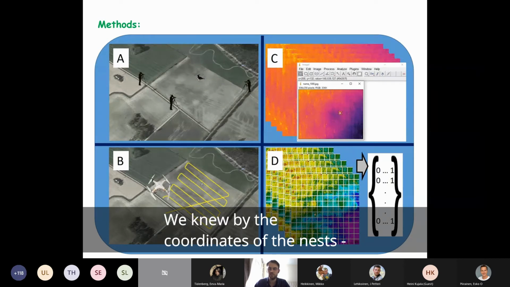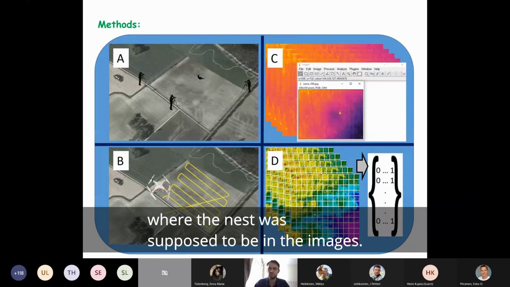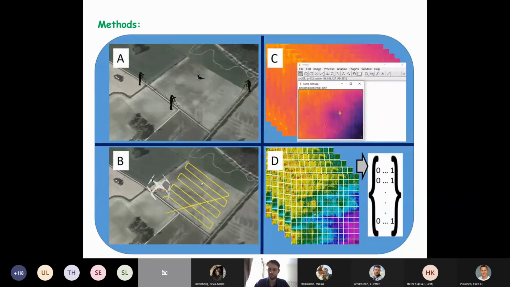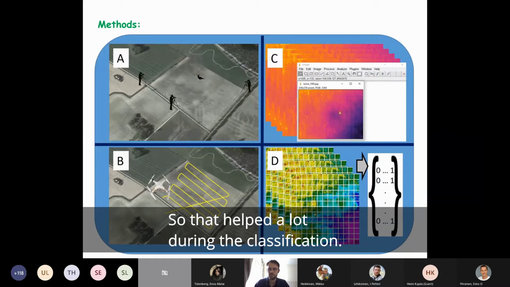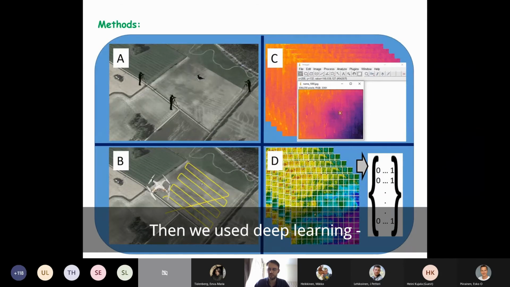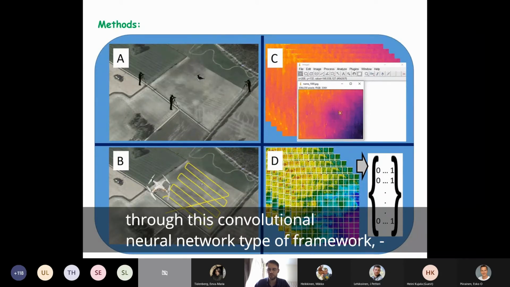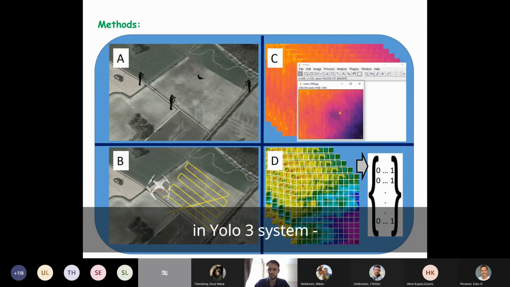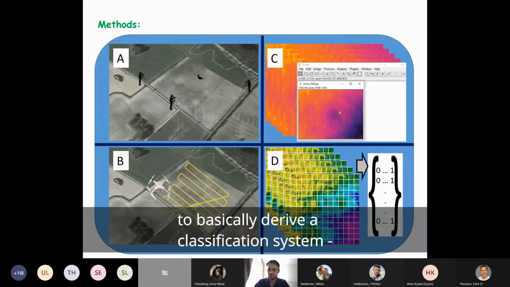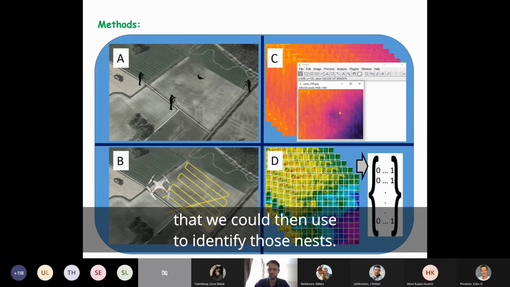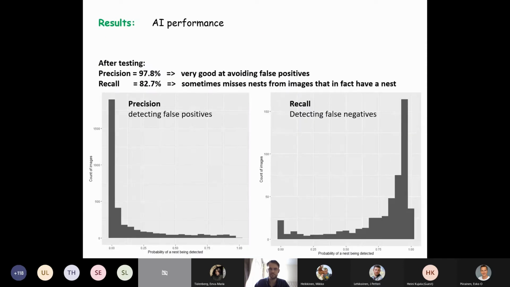And of course, we knew by the coordinates of the nests where the nest was supposed to be in the images. So that helped a lot during the classification. And then we used deep learning through this convolutional neural network type of framework in the YOLO 3 system to basically derive a classification system that we could then use to identify those nests.